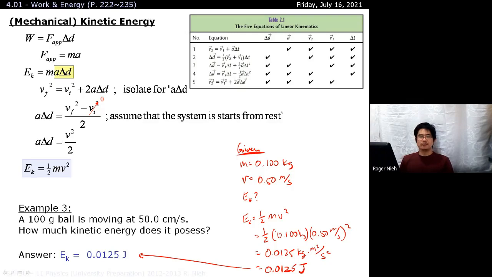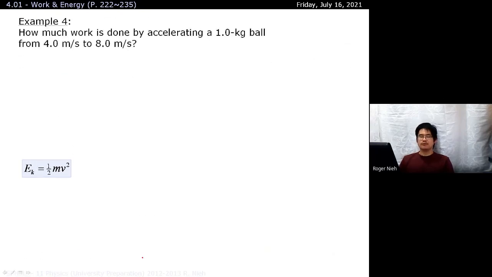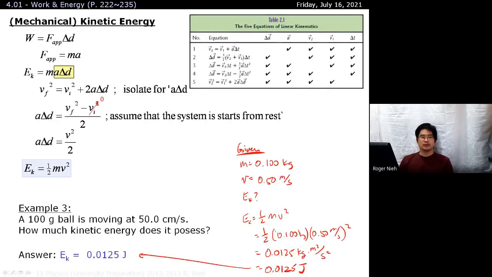Any other questions before we move on to example number 4? Okay, example number 4. One second, okay, let me rewind back. Tell me when you're ready.